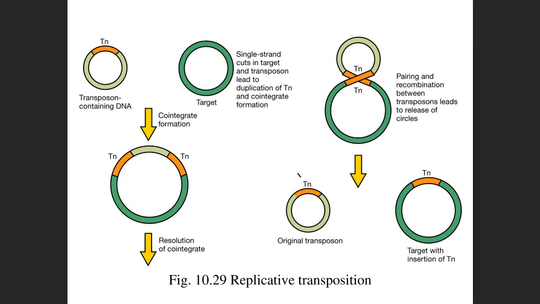You have one large circular DNA molecule, and it lines up, has one recombination event, and this becomes two circular molecules. If you look at this, the net result is the target, now the target with a transposon. So this is called replicative transposition. Replicative transposition is where the transposon goes from one to the other.